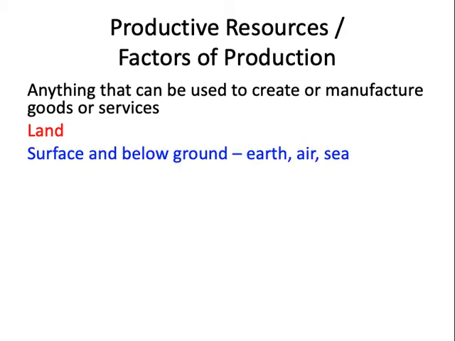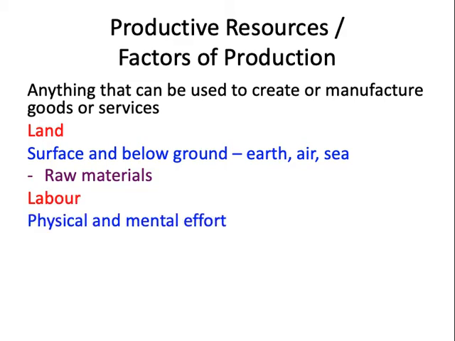One being land: surface and below ground, earth, air, and sea. Anything that the earth gives us, not just earth as ground, but the world gives us. Two, labor. We talk about human effort, physical and mental effort that people give to their jobs, to creating things, and that's manual labor.